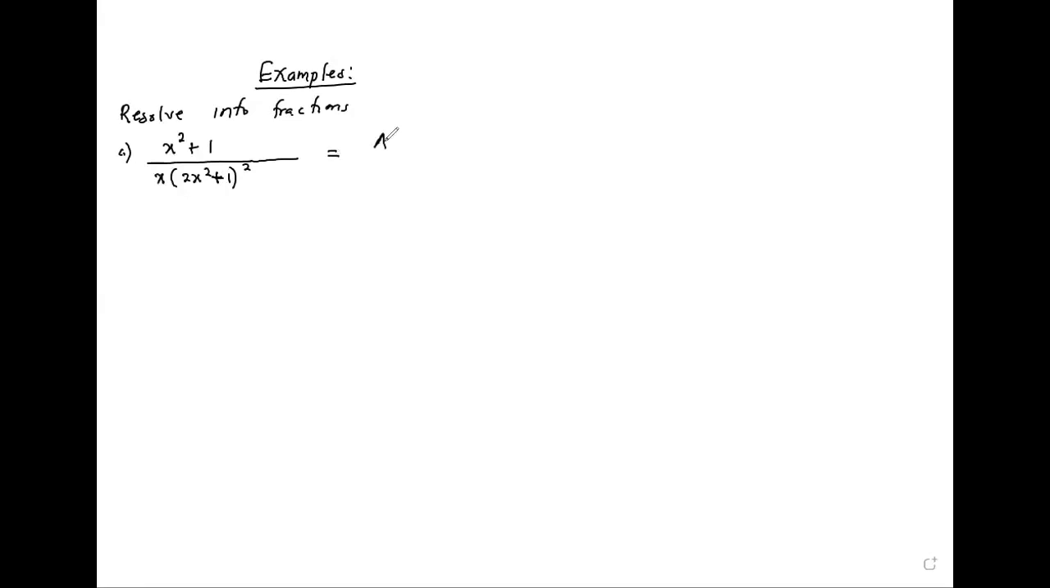So what do we have? A over x, this x here, plus bx plus c over 2x squared plus 1, plus dx plus e over (2x squared plus 1) squared. Because it's repeating, we treat it the way we treated x squared. When we had x squared, it forced us to have a over x plus b over x squared. So the same thing here. The square which is outside the brackets does not affect the numerator.